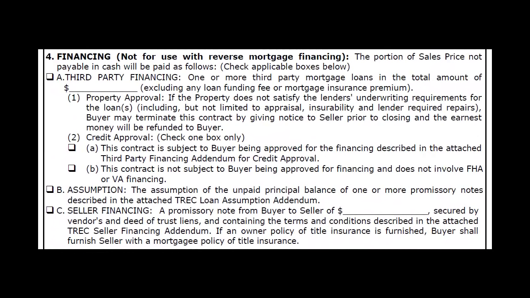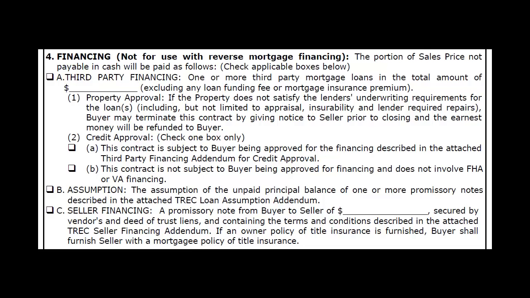Paragraph 4, financing. This paragraph is divided into 3 different sections. You've got 4A, which is third-party financing, 4B, which is assumption, and 4C, which is seller financing. Now, TREC has promulgated a corresponding addendum to be used in conjunction with each one of these sections. We're just going to go over section 4A, the third-party financing. 4A consists of 2 parts. Part 1 covers the lender approving the property, and Part 2 covers the lender providing credit approval for the purchaser.